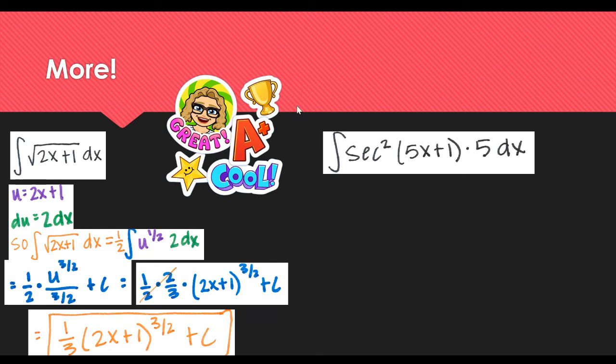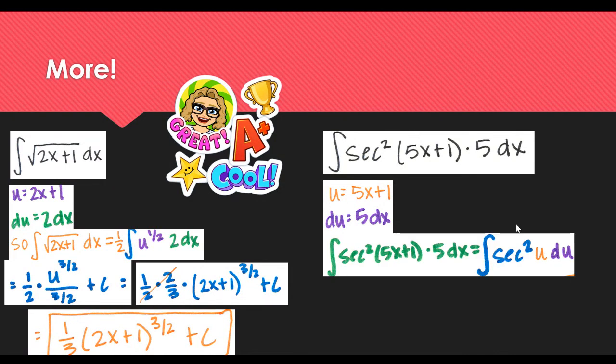Let's try another one. Secant squared of 5x plus 1 times 5 dx. So I can see the 5x plus 1 is my inside. That's going to be my u. So du is 5 dx. Oh, how handy. It's right there. So I have secant squared u du.